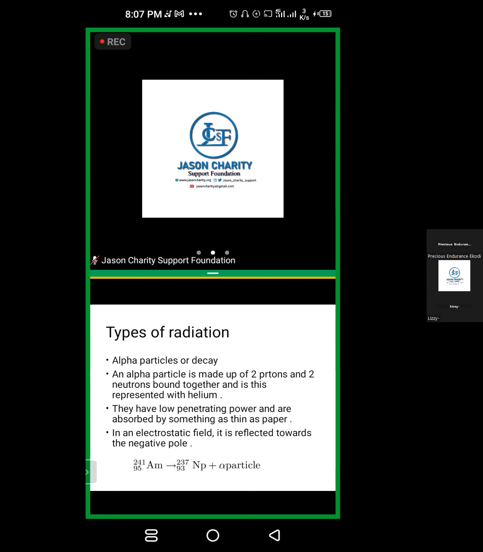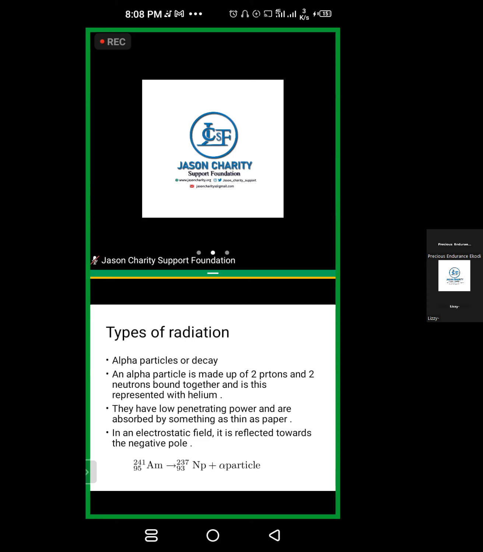Now, one thing about the alpha particle is that it has low penetrating power. When we say something has low penetrating power, it means it cannot go very far. Penetrating power is the energy required by an element to go a particular distance. The alpha particle can be stopped by something as thin as paper, and even your skin can absorb it. Once it can be absorbed by something, that's where its penetrating power stops. So it has very low penetrating power.